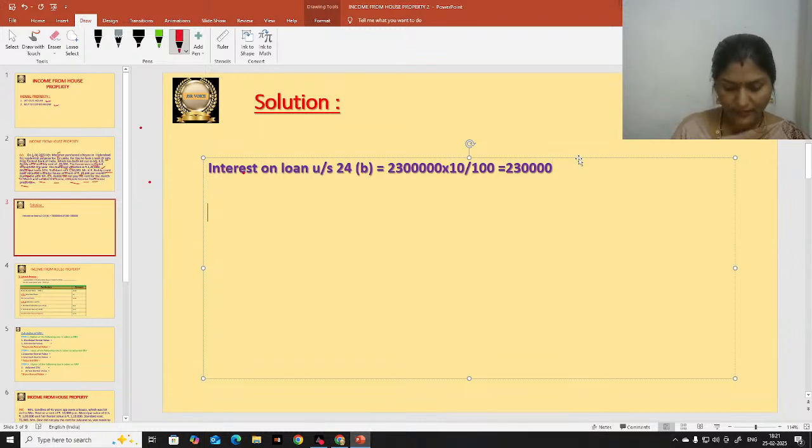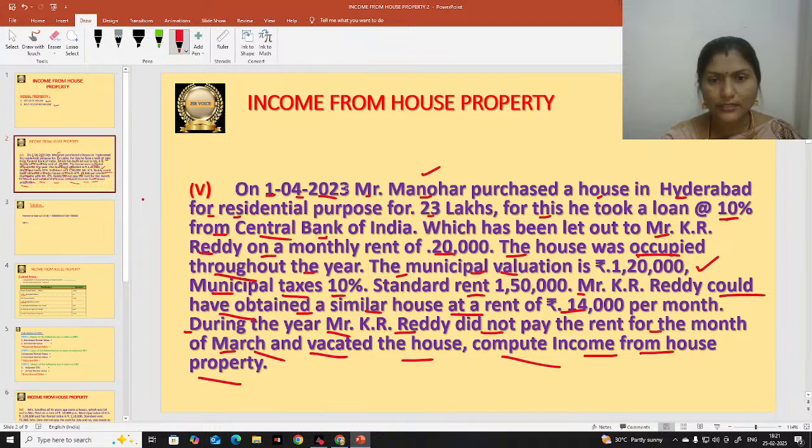So first we will write ARV. ARV is how much here? I will show once again. You can see here. What is ARV? 20,000. You can see in the fourth line, Mr. K.R. Reddy on a monthly rent of 20,000.